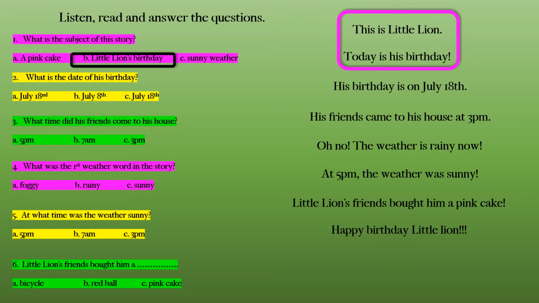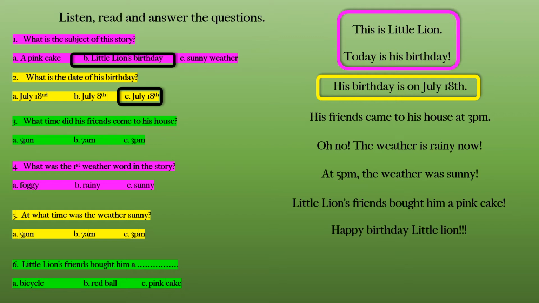Number 2, what is the date of his birthday? Well, let's look for some key words. We can see in the question the word birthday, and we know that date means month and day, so we can see those, July 18th. So we know that the answer is C, July 18th.